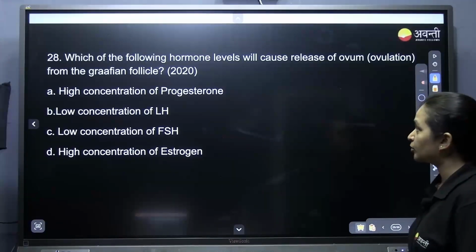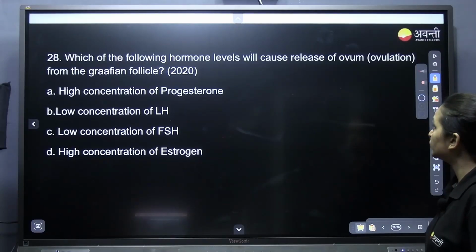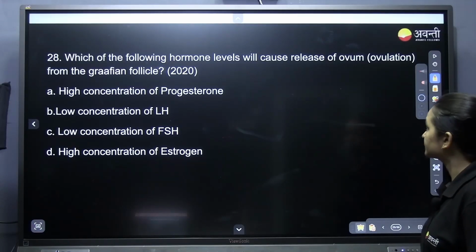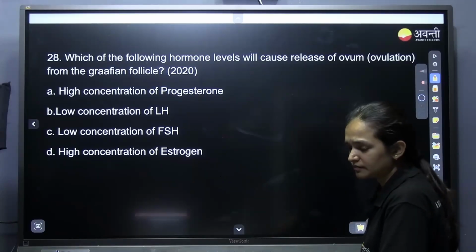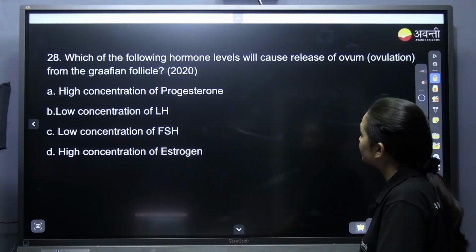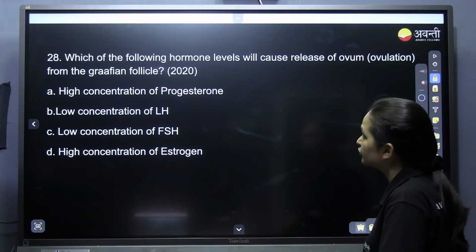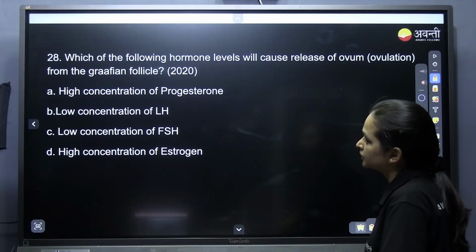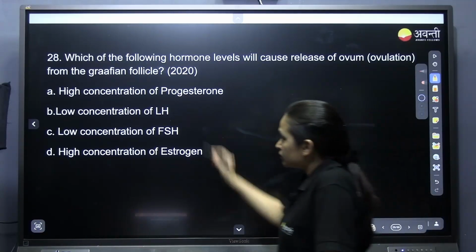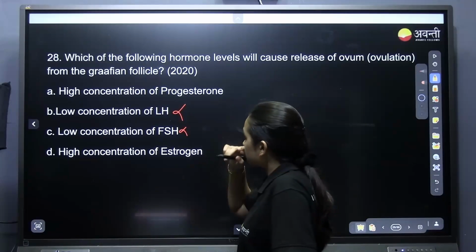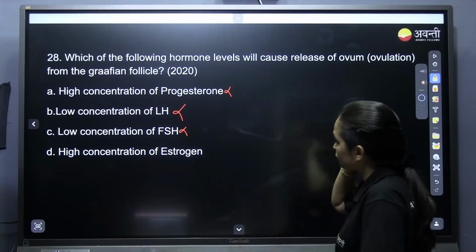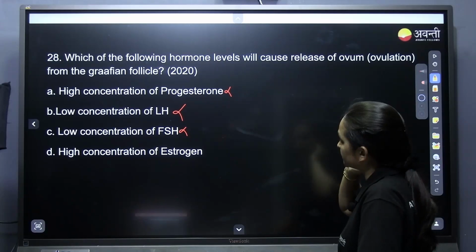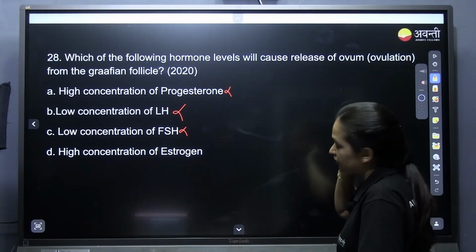Which of the following hormone levels will cause release of ovulation from the Graafian follicle? Low LH, low FSH, no. High concentration of progesterone, no. The release of progesterone is done by the corpus luteum. So high concentration of estrogen.